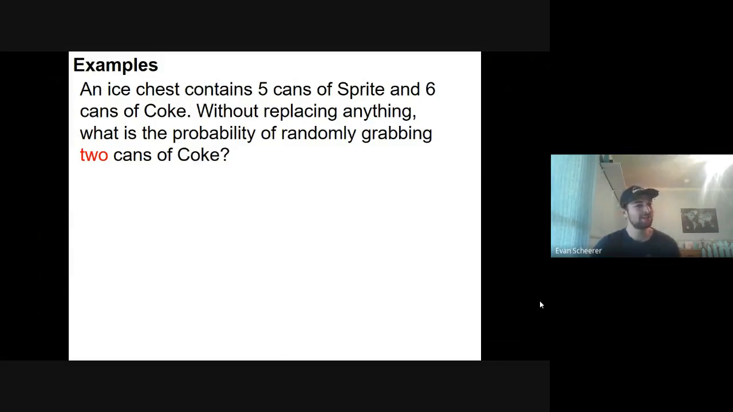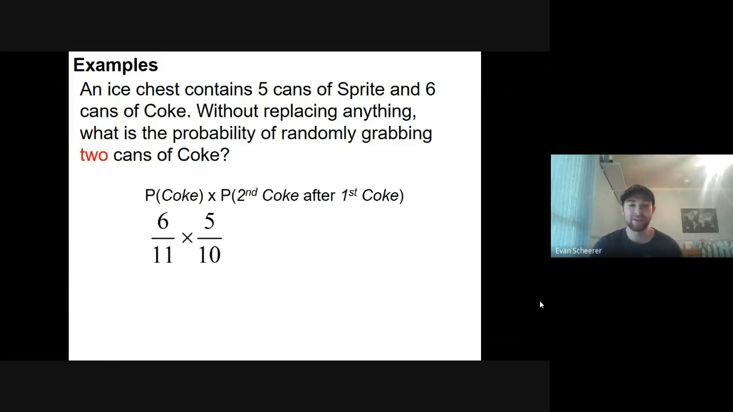So now let's do 2 cans of Coke. So to get a can of Coke first, you have a 6 out of 11 chance, right? But then we took 1 can of Coke, so now we have 5 cans of Coke left. And since we took 1 can out of the ice chest, we only have 10 cans left. So that's going to be 5 out of 10. So you multiply those together and you get 30 out of 110, which is 3 out of 11. So you have the same probability of getting 2 Cokes as you do of getting 1 can of Sprite and then 1 can of Coke. They are both 6 out of 11 times 5 out of 10.